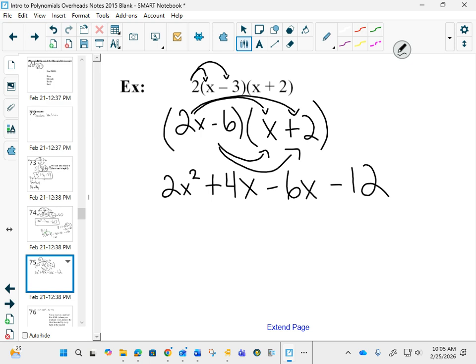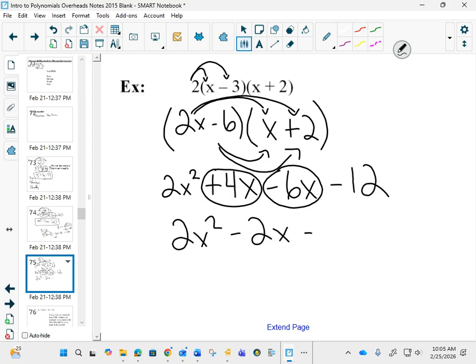We are not fully simplified. We have like terms here with x's. And again, just repeating, always good to reiterate what makes like terms like terms. You would say 2x squared. I've got 4 x's and I take away 6 x's. Negative 2x. I have negative 2 x's minus the 12.